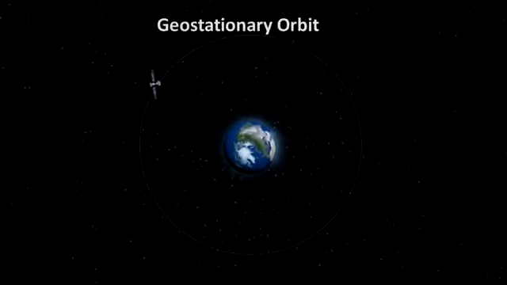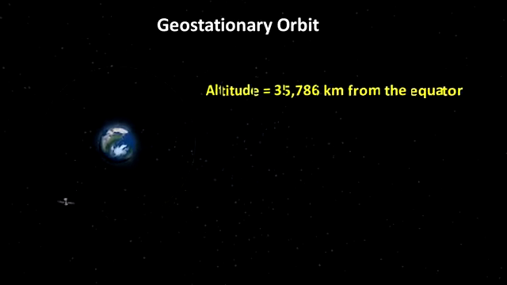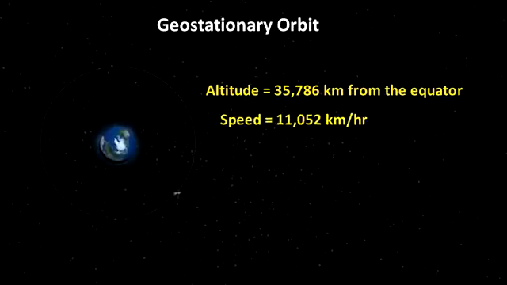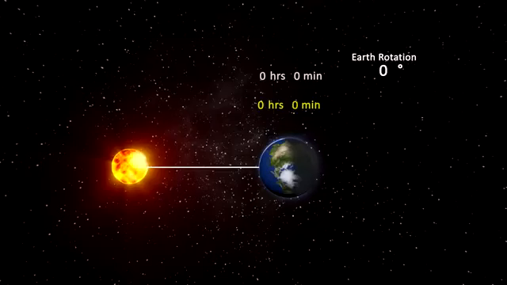A geostationary orbit is circular, and since the altitude of the satellite does not change, its speed must be constant. If you do the calculations, you will find that the geostationary orbit is 35,786 kilometers from the equator. The orbital period is 23.93 hours, or 23 hours and 56 minutes. You might say, why isn't it exactly 24 hours? Well, 23 hours and 56 minutes is actually equal to one sidereal day.